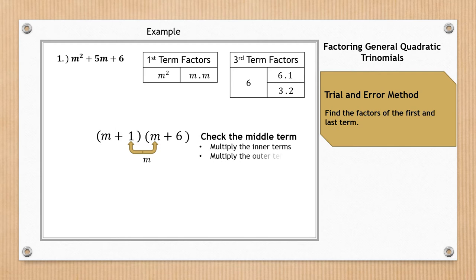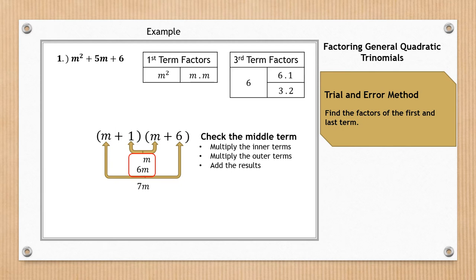Next, you have to multiply the outer terms. Ito na naman, yung mga nasa labas. So, m times 6 is 6m. So, next is, you have to add the results. Okay? So, you add this one. M times 6M. Always remember, class, pag may variable at walang coefficient na nakikita, walang katabi, that is automatic 1. Okay? So, meaning that is 1M. So, 1M plus 6M, that is equal to 7M.